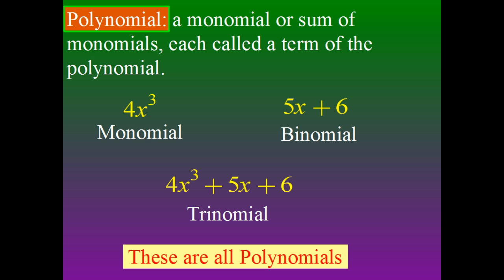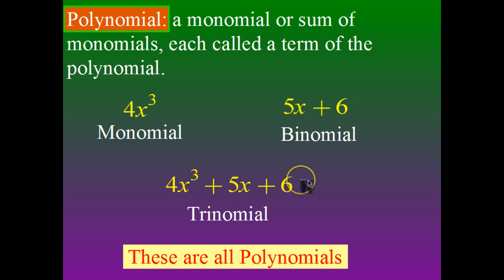Let's quickly review what a polynomial is. It's a monomial or sum of monomials, where each is called a term of the polynomial, right? So that first one, 4x cubed, we learned that that is a monomial. We learned that the degree on that is 3, and we learned that the coefficient on that is a 4. On this second one, that's a binomial, okay? We have a degree of 1, right? Because it's the largest degree on this exponent here. And my lead coefficient would be 5.